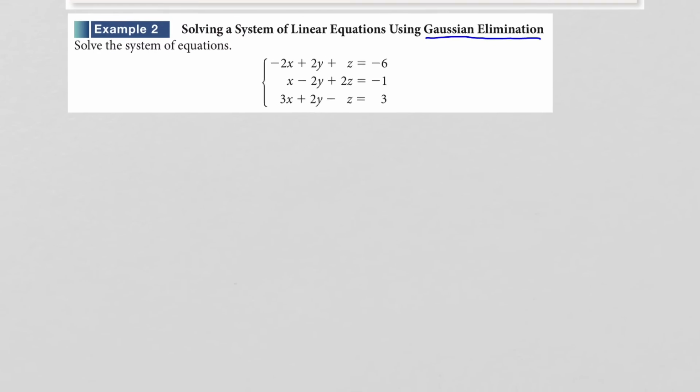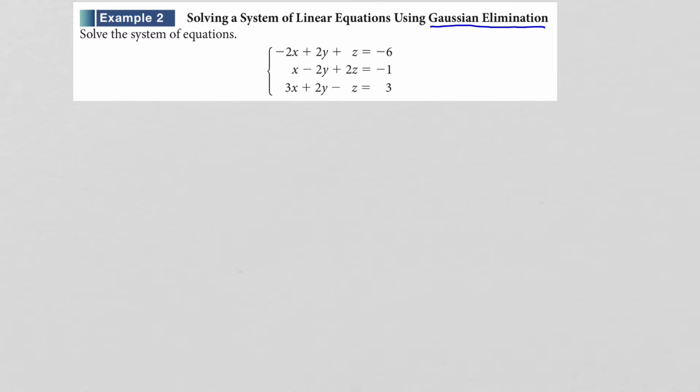So the first thing that I want to do here is write the second equation in the spot of the first equation. And the reason I like that equation better for the first equation is because the coefficient of x is 1 here. So our first equation will become x minus 2y plus 2z is equal to negative 1.